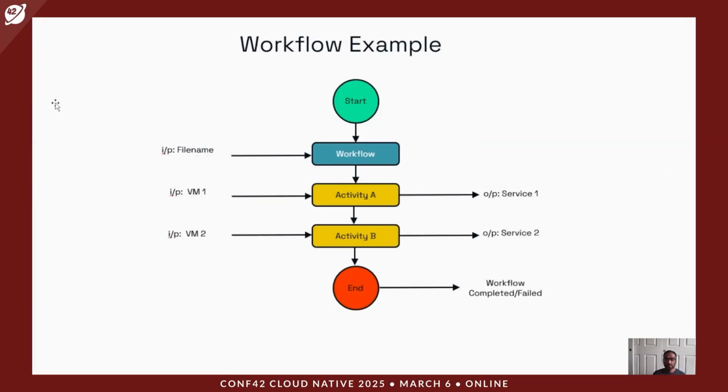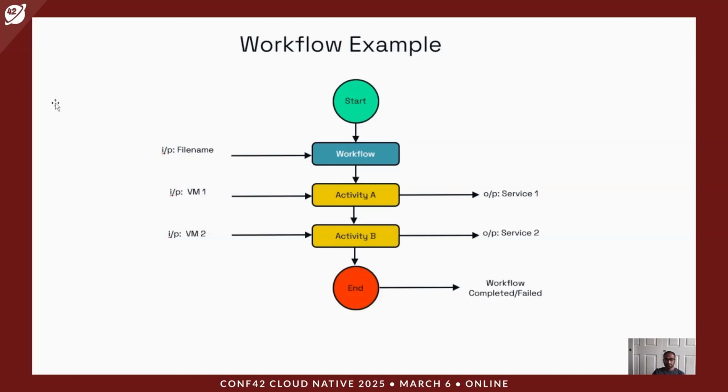Now let's look at what a Dapr workflow looks like. The most basic unit in the workflow is called an activity. That is the one that actually performs the action. For example, if you have to call a specific API or do some complex business logic, that is performed in the activity. Then a workflow is made up of multiple activities. So you can think of the workflow as an orchestrator and the activity as the one that is doing the action.